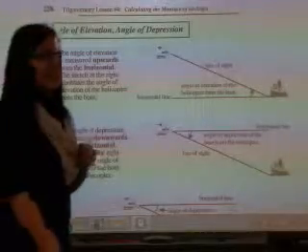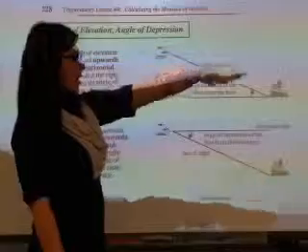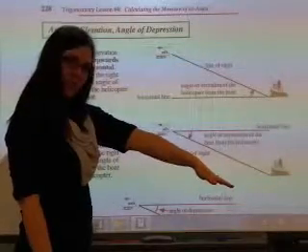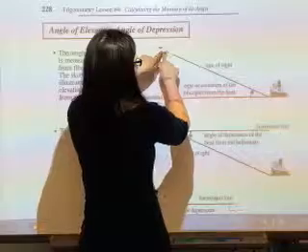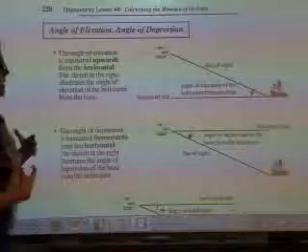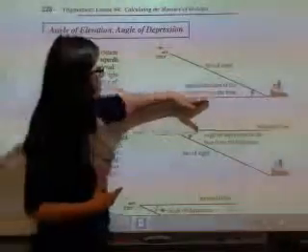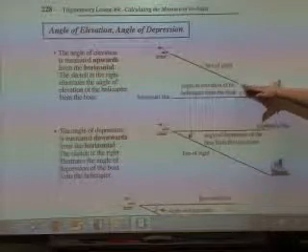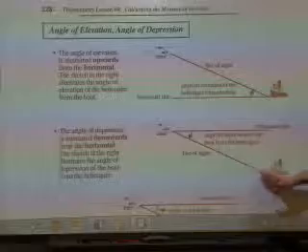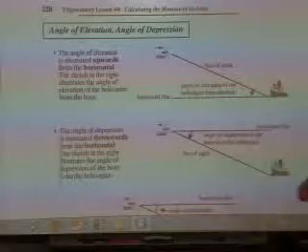Angle of depression is looking down. So I'm looking straight ahead and now I look down at the floor. What angle did I create? That becomes my angle of depression. So my line of sight is looking from one point to the other, and then the horizontal line is wherever I'm starting from. So if my horizontal line is starting from the ship, and I'm looking up at the helicopter, that becomes my angle of elevation. However, if I'm at the helicopter and I'm looking down at the boat, that becomes my angle of depression.